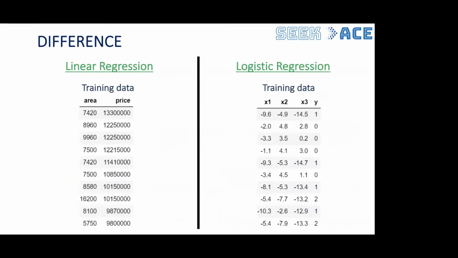So how does the training data look? This is your target variable. You are predicting price, and this is your area. You can see that this is kind of continuous. Your training data for your three-class, three-feature variable problem looks like this, and then your target variable will be a class: 0, 1, or 2.